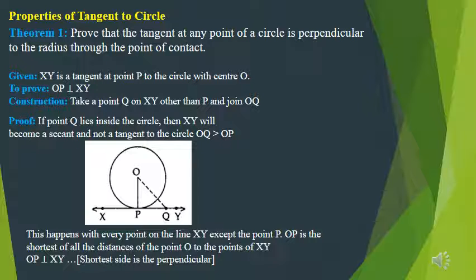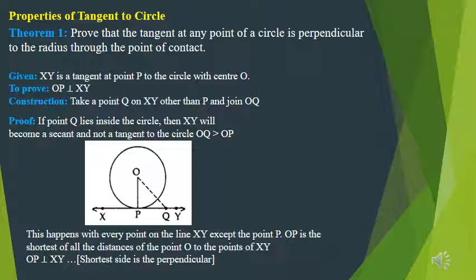Now students, we will see some properties related to tangents to a circle. There is a statement: the tangent at any point of a circle is perpendicular to the radius through the point of contact. This statement is in the form of theorem number 1, and we have to understand this theorem from the exam point of view because it is a very important one.